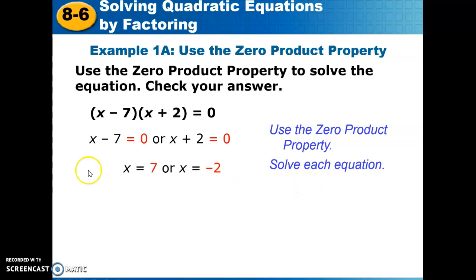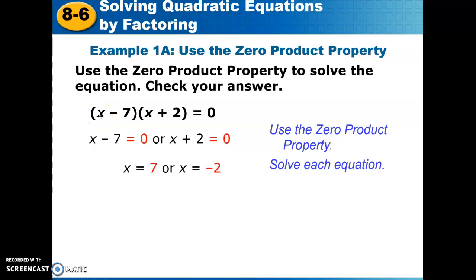And this is just a normal single step where you add 7 to both sides or subtract 2 on both sides, and voila, you got your answer. So you have x equals 7 or x equals negative 2. Now, there's a trick to this. It's like a 2-step trick.